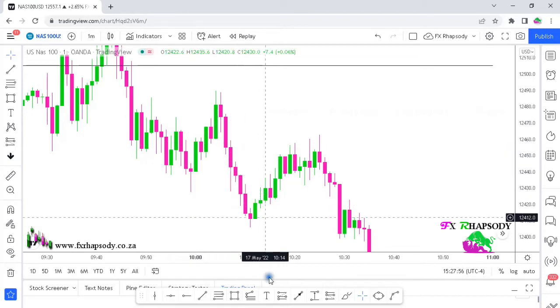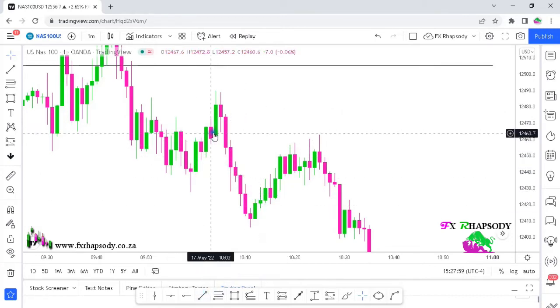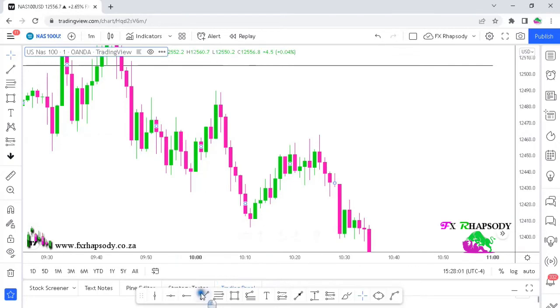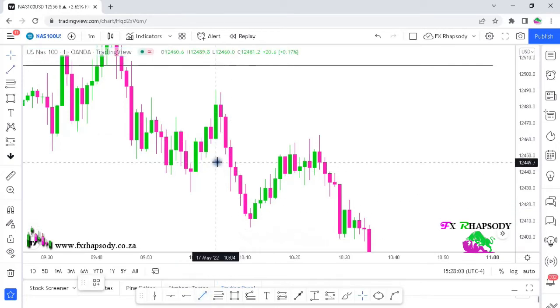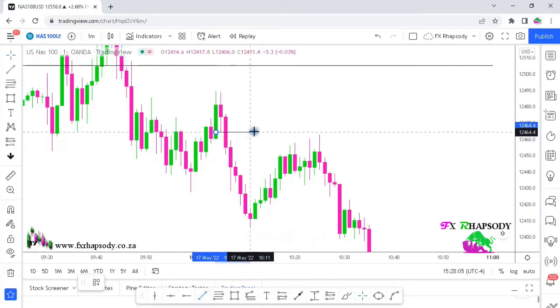And this is where we start looking. That was my, oops, that was my area. Let me just press that. That was what I was looking at. Right there was a break in structure.